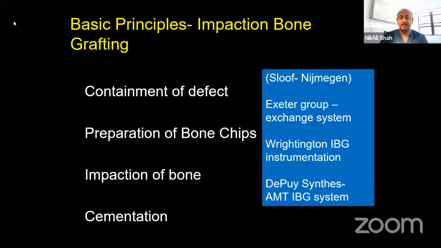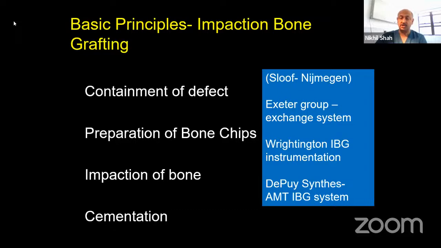The basic principles of impaction grafting revolve around containment of the defect. You can contain the defect either by using an augment, which is my preference in elderly people, or using a structural femoral allograft or autograft, which is my preference in younger people. Once you have contained the defect, you can prepare the bone chips and perform impaction grafting, and then you can put in either a cemented cup or a cementless cup, if that's your preference.